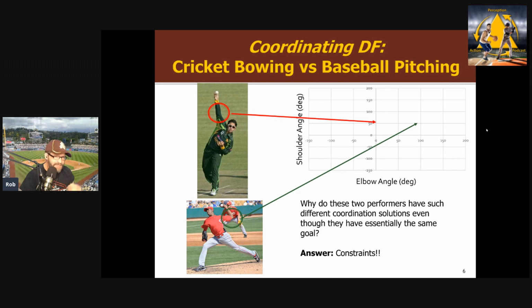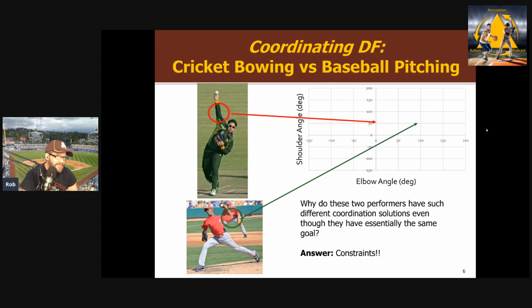Compare that to the baseball pitcher below. You can see clearly they're not using a straight arm, right? They're not keeping their arm straight the whole time. Their elbow angle is close to 90 degrees, right? So where they end up in the solution space, their coordination solution is very, very different. It's a totally different place.